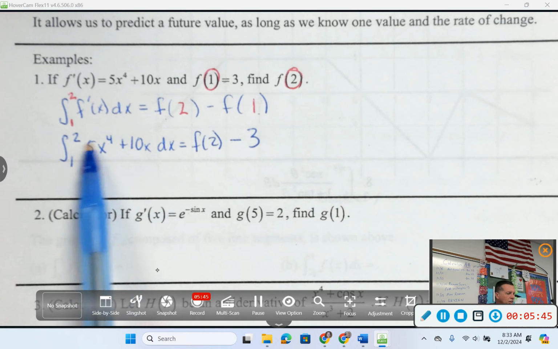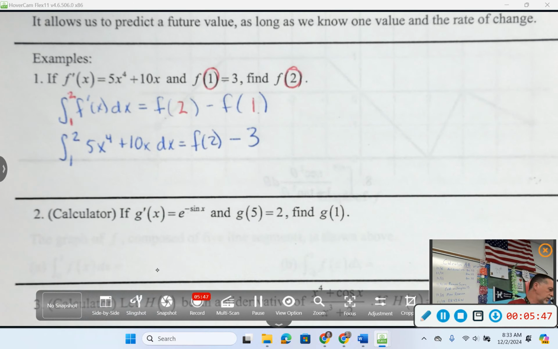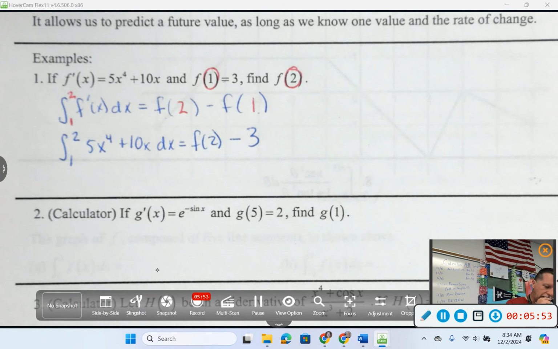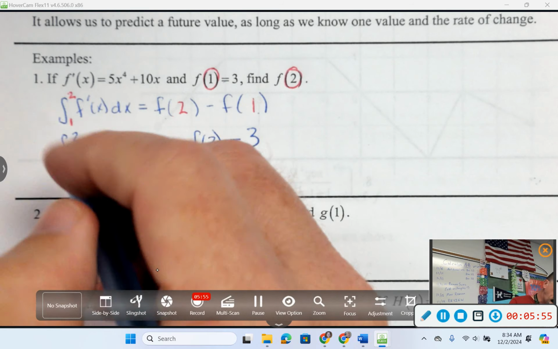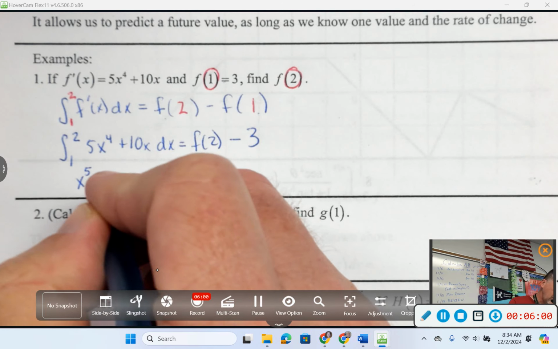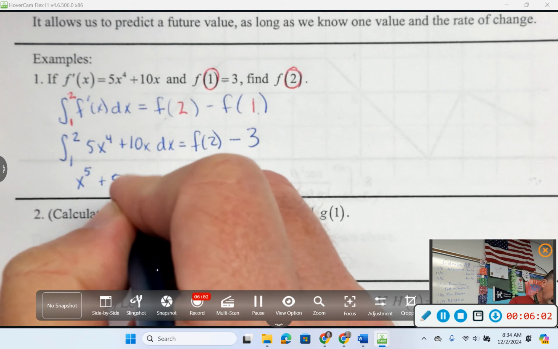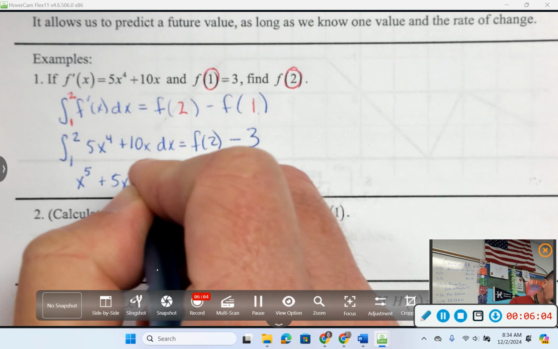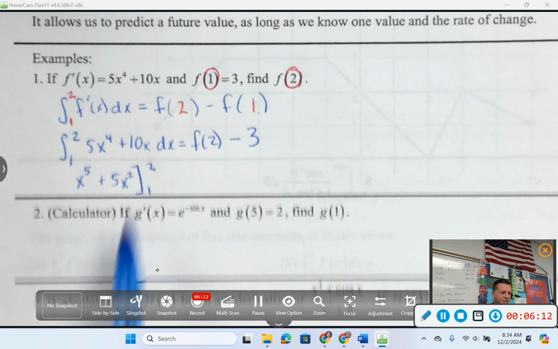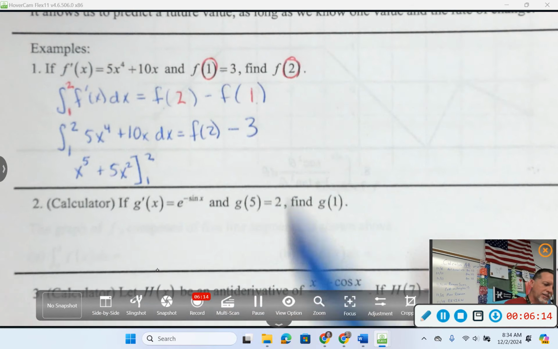So now all that's left for me to do is this stuff on the left-hand side. So I need to antiderivative 5x to the 4th and antiderivative 10x. Let's see, so that'd be x to the 5th plus 5x squared from 1 to 2. I'm probably going to figure out what this is off to the side and then go back to this equation.